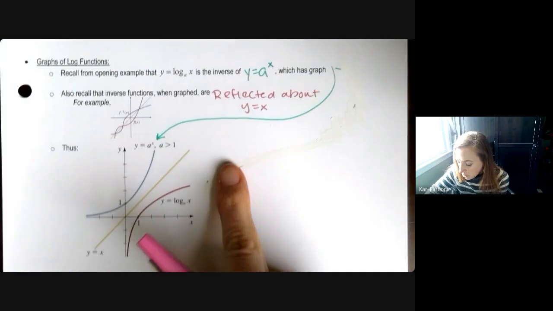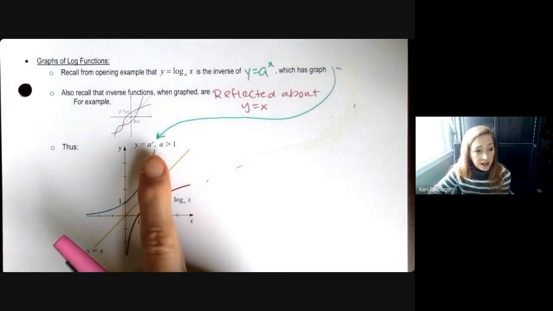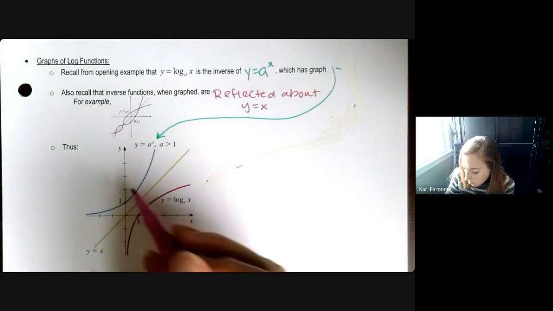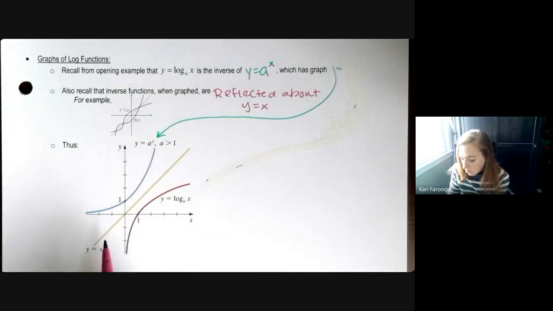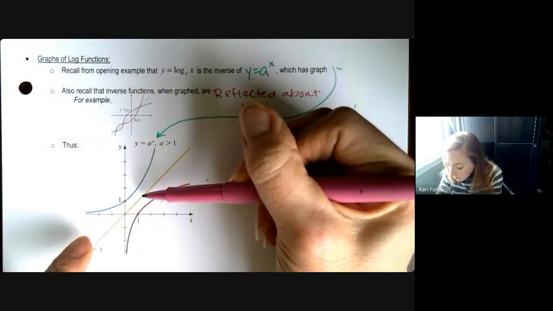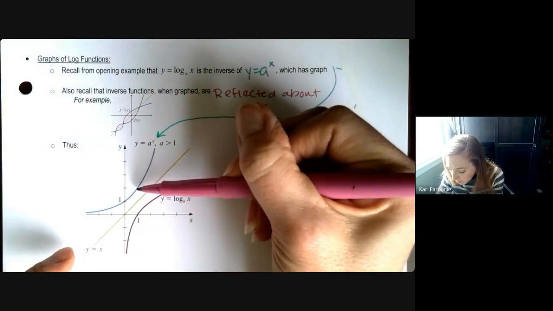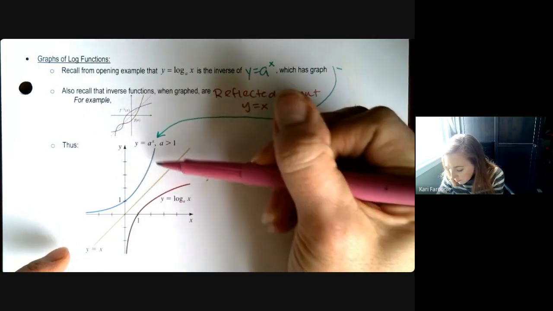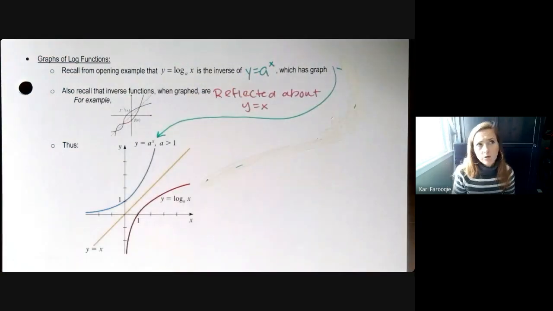So if you're thinking about y equals a to the x, its inverse function, log base a of x, this is what the graph would look like, and it's reflected about that line y equals x. So all of the points from this exponential graph and the log graph are going to be equidistant from this line y equals x, about which they are reflected. So that's what the graph looks like.